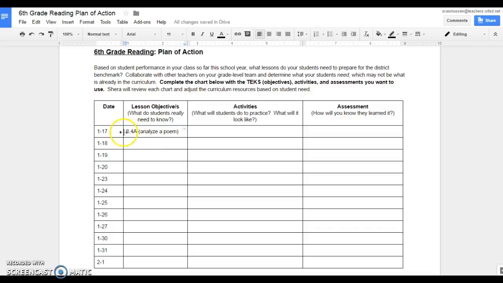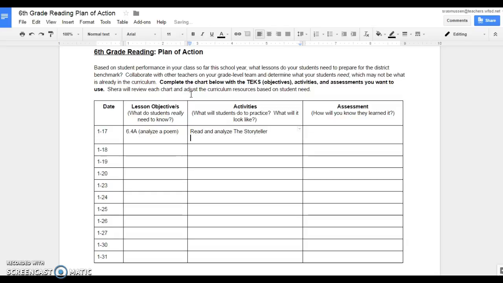Here, I'm not so concerned that you always know the number of the TEK, because I know we have a lot of them, but what do you want students to really know how to do? I want them to be able to analyze a poem. That's really my goal. So what are students going to do to practice? What will it look like? Well, I know on one of the CBAs that one of the campuses gave, you had a poem called The Storyteller, and I really like that poem, and I think it's great for teaching this idea of analyzing figurative language. So I'm going to go back and revisit that poem. I'm going to say read and analyze, whoops, if I could spell analyze. Analyze The Storyteller. Okay.